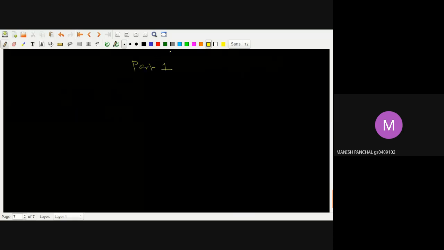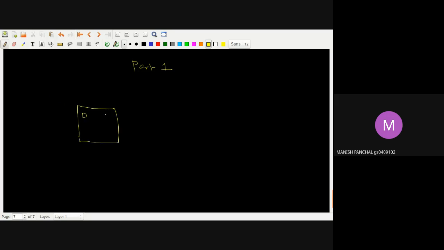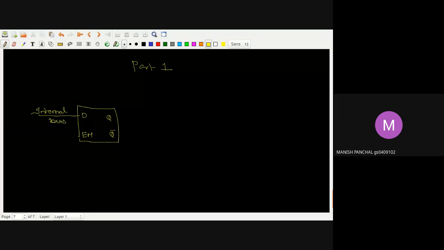As you know, suppose this is my microcontroller. Inside the microcontroller, I am considering one D flip-flop. This is my D, this is my Q, this is my Q bar, and this is my enable. Can anybody tell me when the data will flow here? I'm saying this is my internal bus on which my input data is coming, and this is my Q, because this is the output of this D flip-flop.